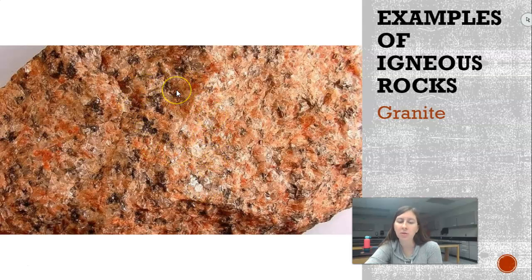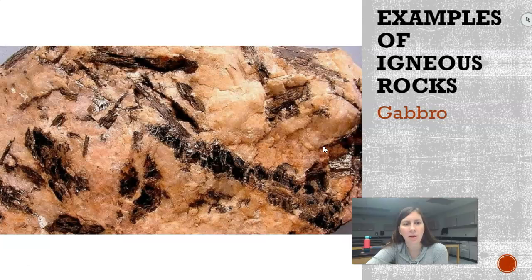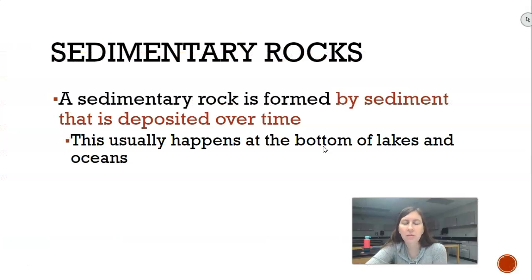Granite is a rock that you've probably heard of before. A lot of times granite is used in countertops. And it's got a lot of grains, a lot of crystals that form because it cools slowly. So it has that time for those crystals to form, those minerals and molecules to come together. Diorite is another that cools slowly and forms those crystals or grains. Gabbro. And that leads us to sedimentary rocks.